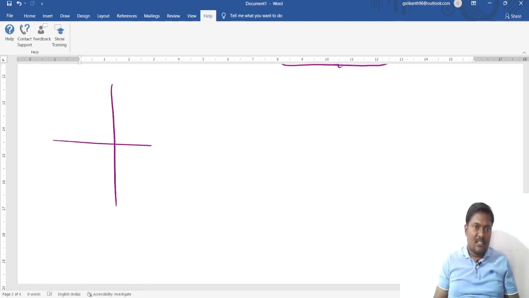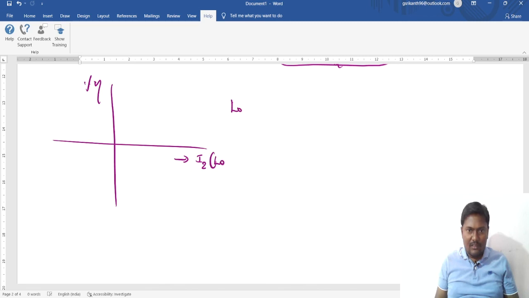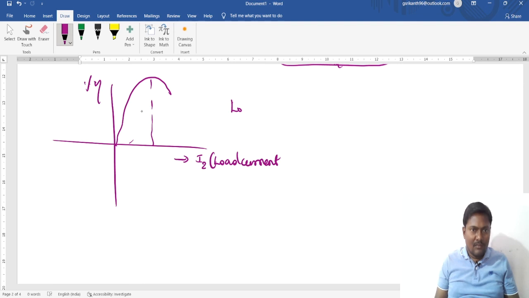If you draw the characteristics, percentage efficiency versus load current, you will get the characteristics like this. At this condition, copper loss is equal to iron loss, but after this copper loss is greater than iron loss, and below this iron loss is greater than copper loss.